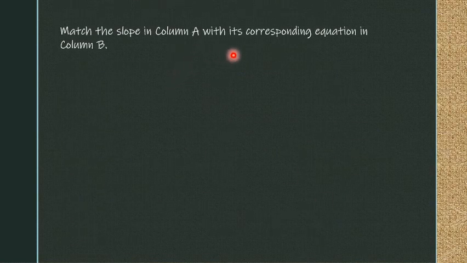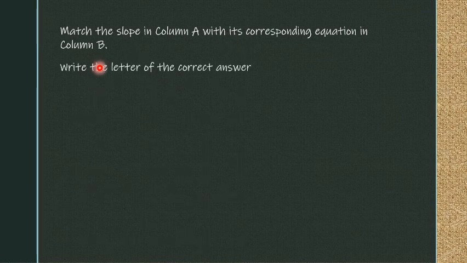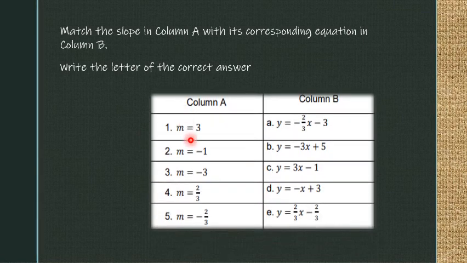Match the slope in column A with its corresponding equation in column B. So let's have the given example. Write the letter of the correct answer. For number 1, m equals 3, we're going to find the equation that has m equals 3. That is letter C, because this is positive 3. So the answer is letter C. For number 2, m equals negative 1. Negative 1 x is the same as negative x. So we're going to look for the negative x, and that is D. So this is the negative 1 slope. The answer is letter D.